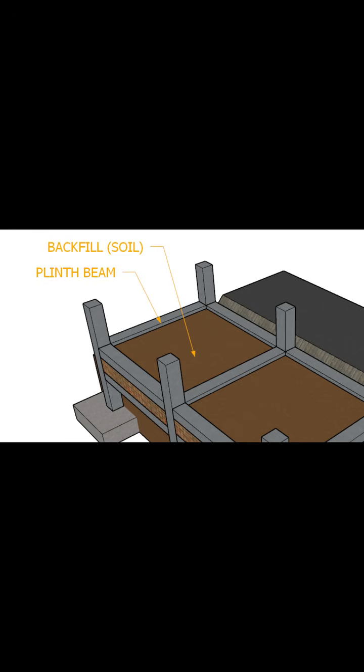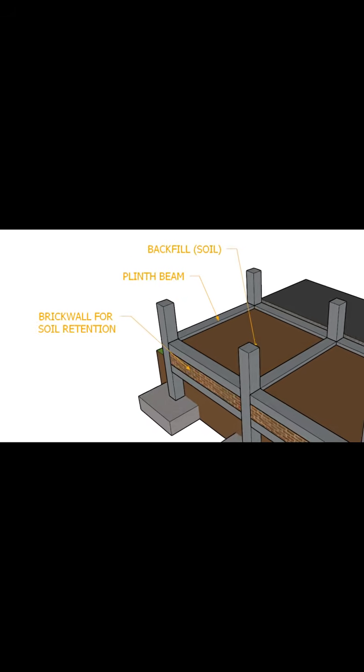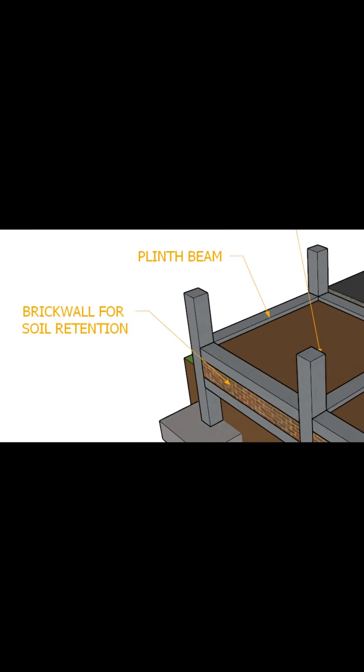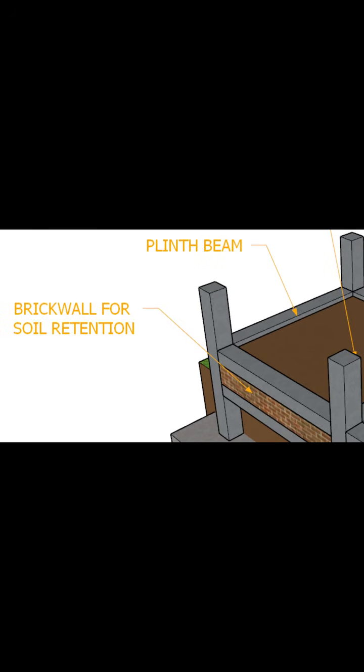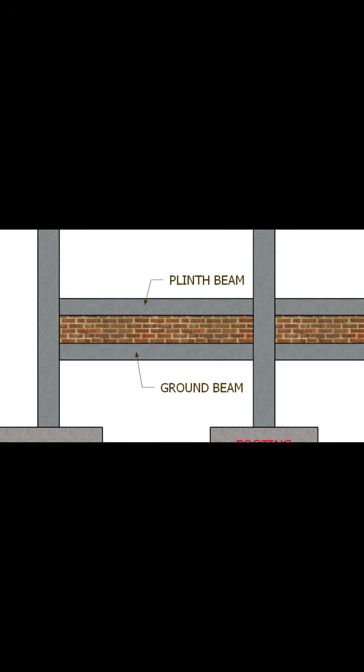But if this soil is loose or poorly compacted, it can erode or settle under load, which can lead to structural problems. To retain this filled soil, we construct a brick wall along the periphery. However, this wall rests on soil, and if that soil is weak or clayey, the wall may tilt, crack, or even settle over time. To prevent that, we provide a ground beam exactly at the ground level. It's called a ground beam because it is cast right at ground level, and it serves several purposes.